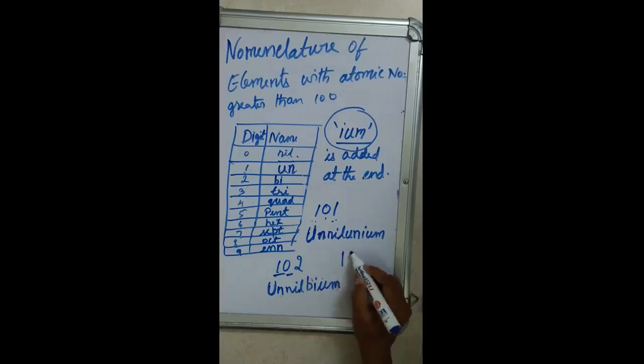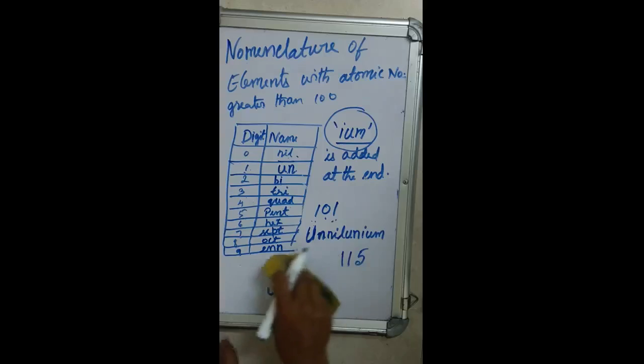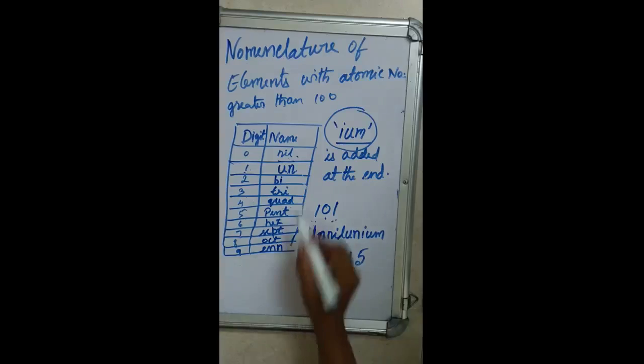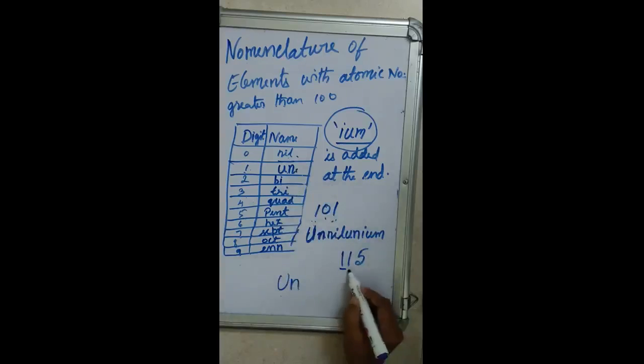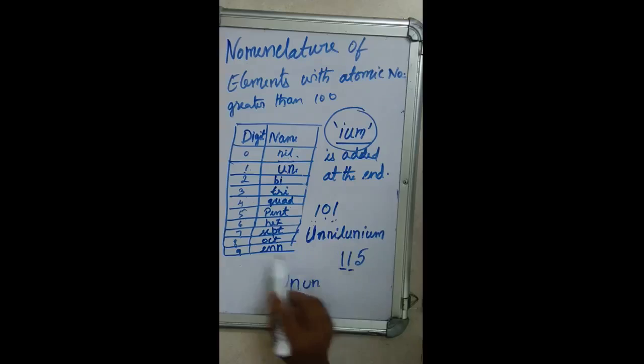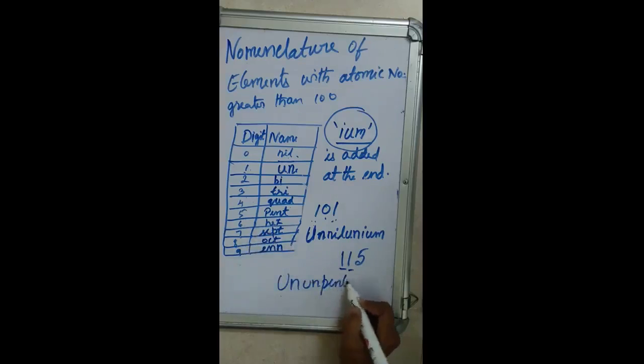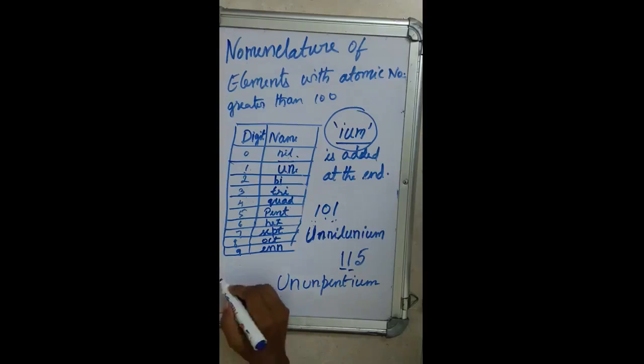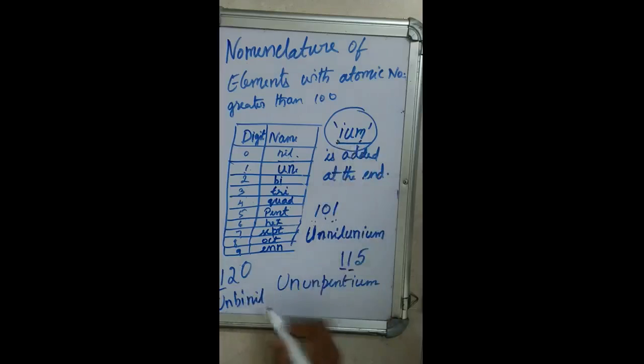If you want to write for 115, how will you write? 1 means un, again 1 means un, and 5 means pent. At the end add ium. If you want to write for 120, 1 means un, 2 means bi, 0 means nil. Then finally you have to add ium. So this is nomenclature. I hope you understood this concept.